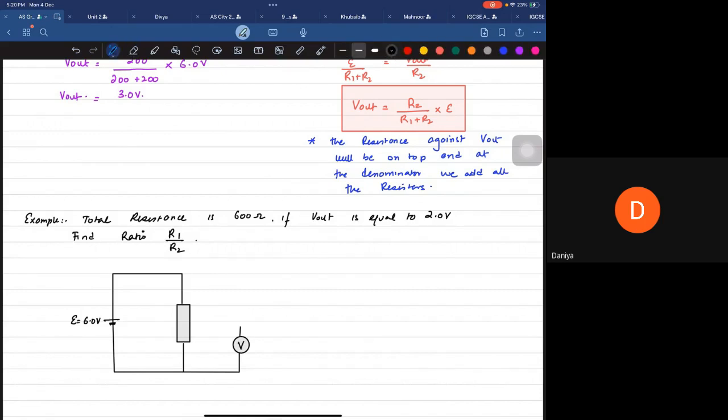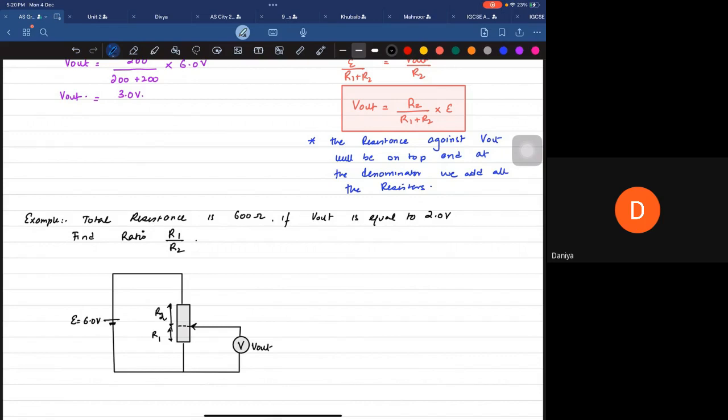Somewhat like this. This is V out. This is R1, R2, and this is R1 in the question. Okay, so you're going to find that. First of all, we should understand whether you have two or just one.